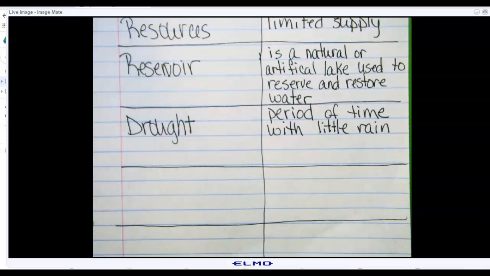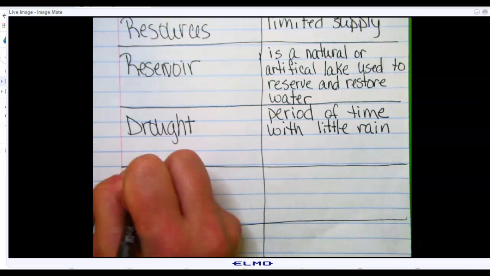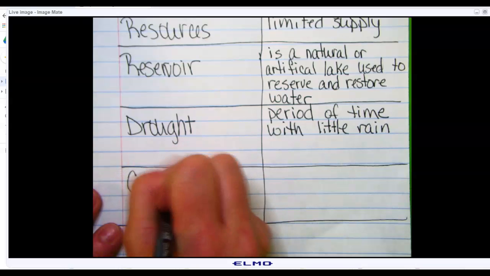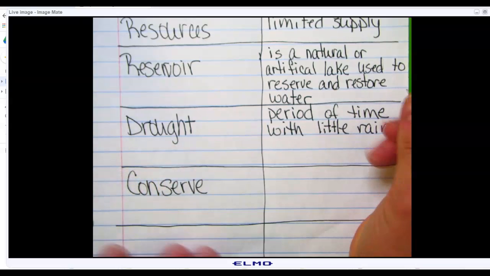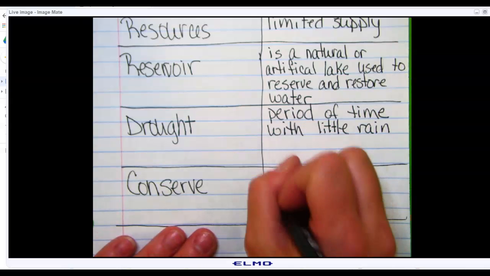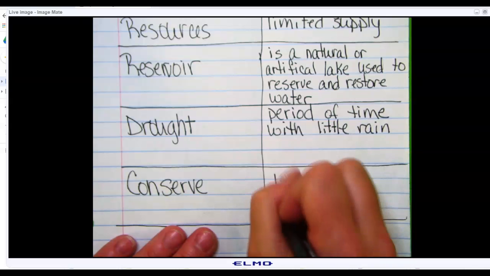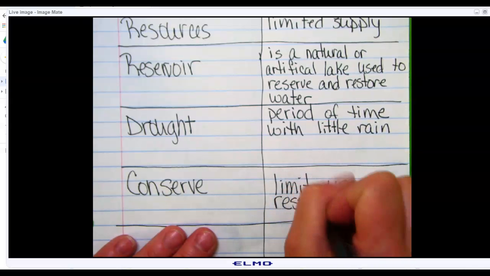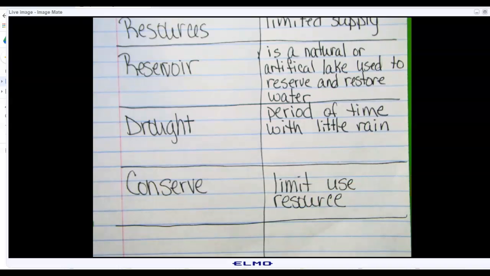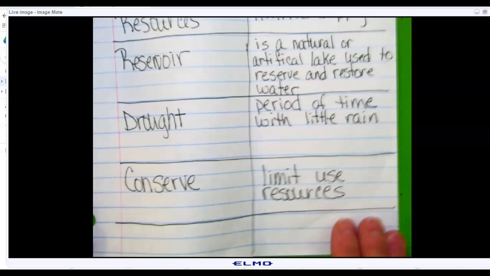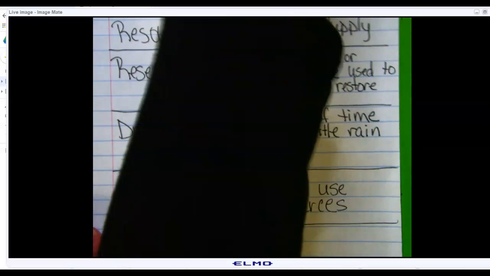All right, next one is conserve. You want to conserve. When we conserve, we limit use. You limit use of resources. We conserve, we limit use of resources.